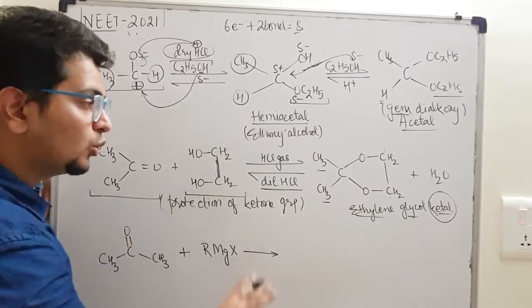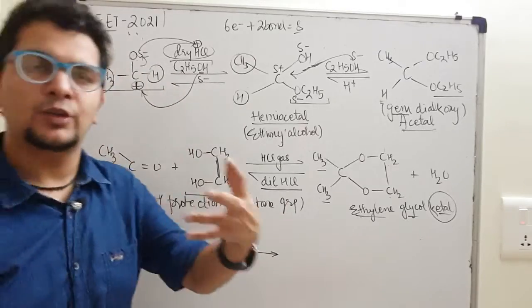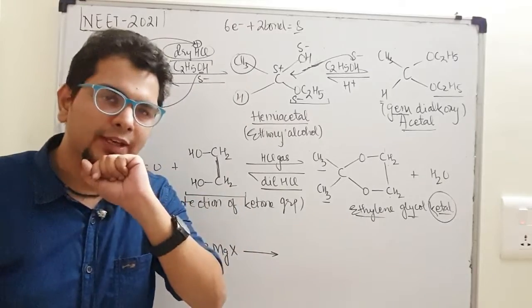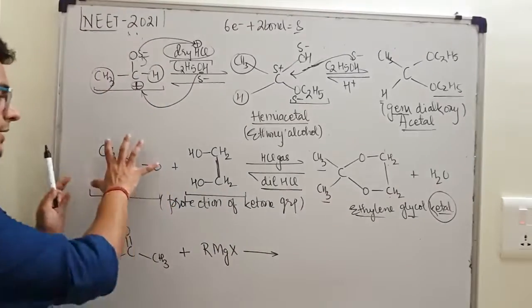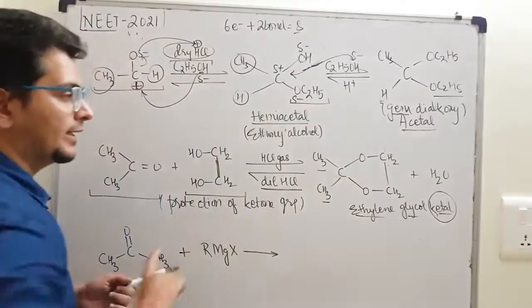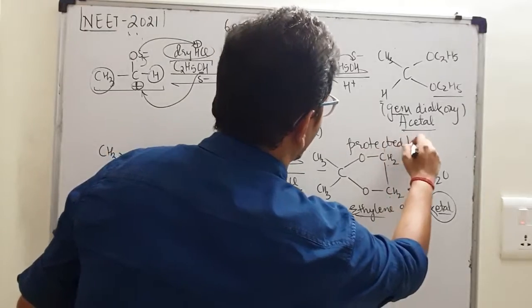If you want the ketone to be protected so that someone, some nucleophile, cannot identify the ketone, and you don't want the ketone to react with that nucleophile, what you will do is take this ketone or any ketone and add ethylene glycol there. The ketone group will be protected. So this is the protected ketone group.